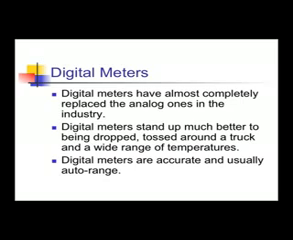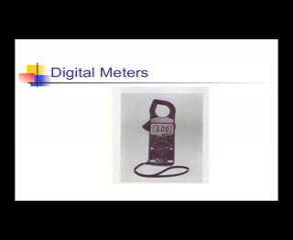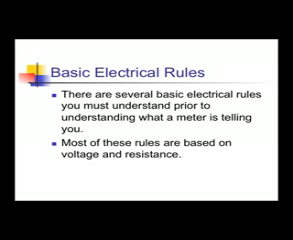This is an example of an analog meter. It has a very fine needle with different scales, and it's attached by a spring down at the bottom. Digital meters have almost completely replaced the analog meters in the industry. Digital meters stand up much better to rough handling, and also work in a wide variety of temperatures. Digital meters are accurate and usually auto-range the scales themselves. Examples of digital meters.